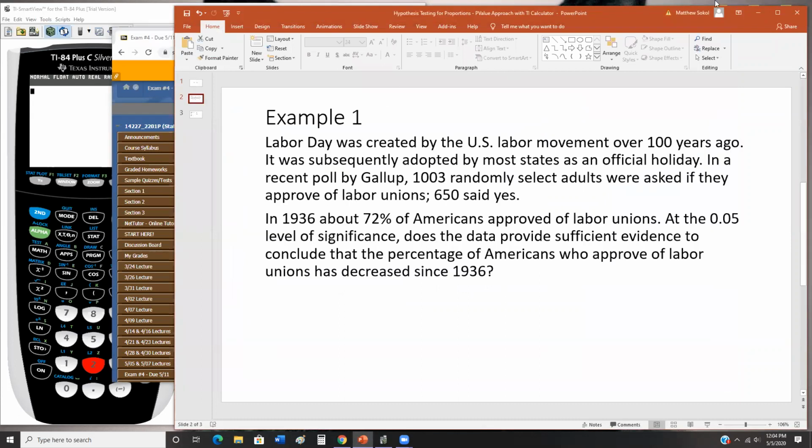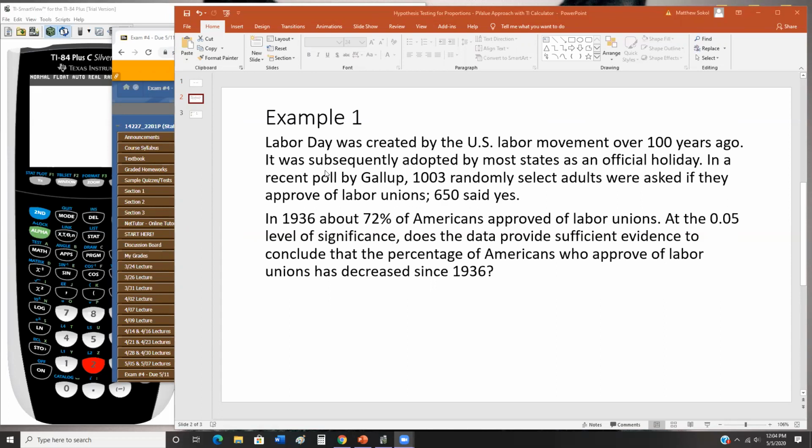All right, so here's the one example I want to do for you about hypothesis testing. And it's related to proportions. Okay, so this was an interesting example I came across. Labor Day was created by the U.S. labor movement over 100 years ago. It was subsequently adopted by most states as an official holiday.